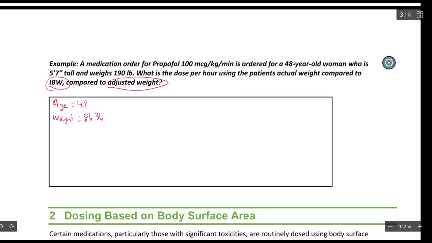Inches over 5 feet is 7, because they're 5 feet 7 inches tall. So their ideal body weight, recall from our previous one, is 45.5 plus 2.3 times 7, which is the inches over. All right, that's going to equal 61.61 kg.